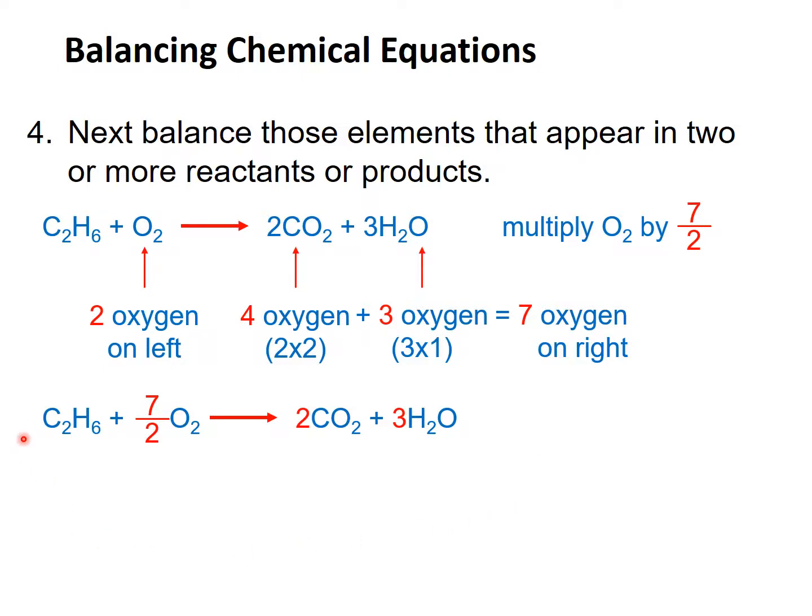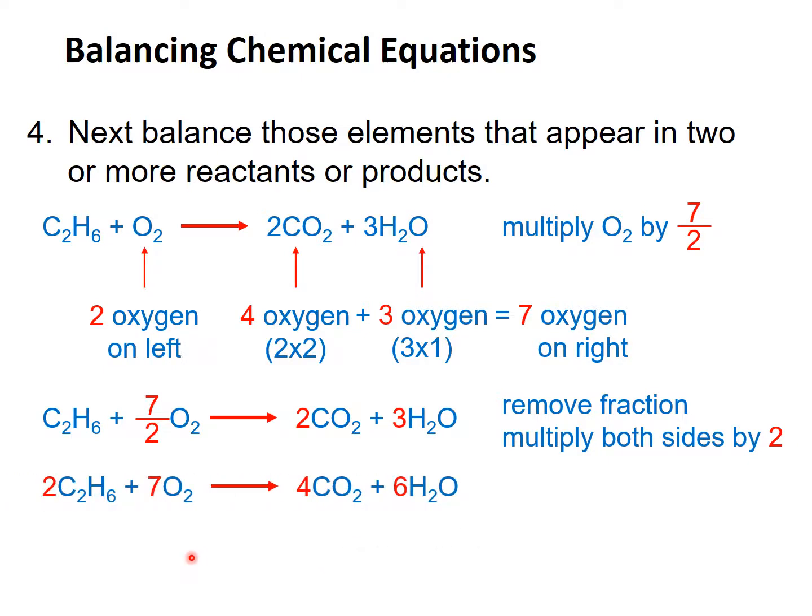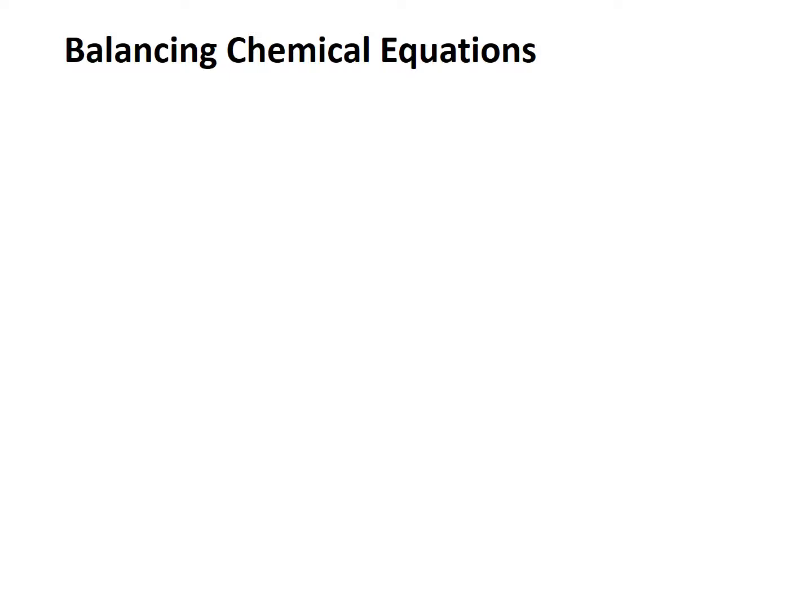Now, the reaction as it's written here is perfectly balanced. However, in chemistry, usually we don't like to have fractions in our balanced reactions. So what we would do to remove the fraction is multiply everything in the reaction by 2. And this would give us 2C2H6 plus 7O2 produces 4CO2 plus 6H2O. And that is the balanced chemical reaction.